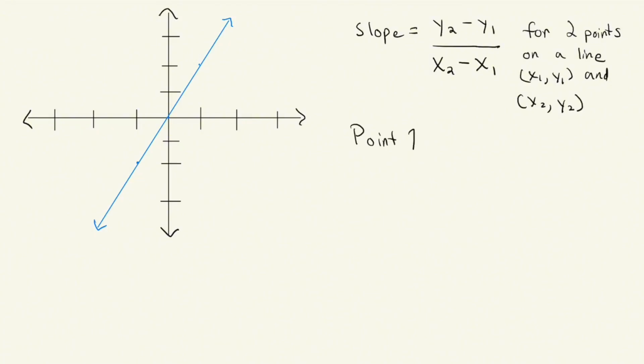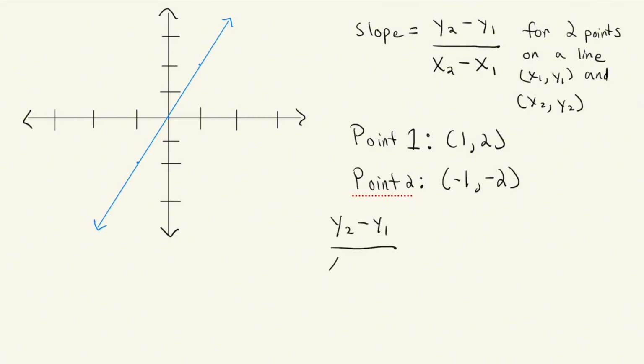Point 1 is 1, 2. And let's choose maybe -1, -2 as point 2. So point 2 is equal to -1, -2. And let's plug them into this formula. So the formula is y2 minus y1 divided by x2 minus x1.